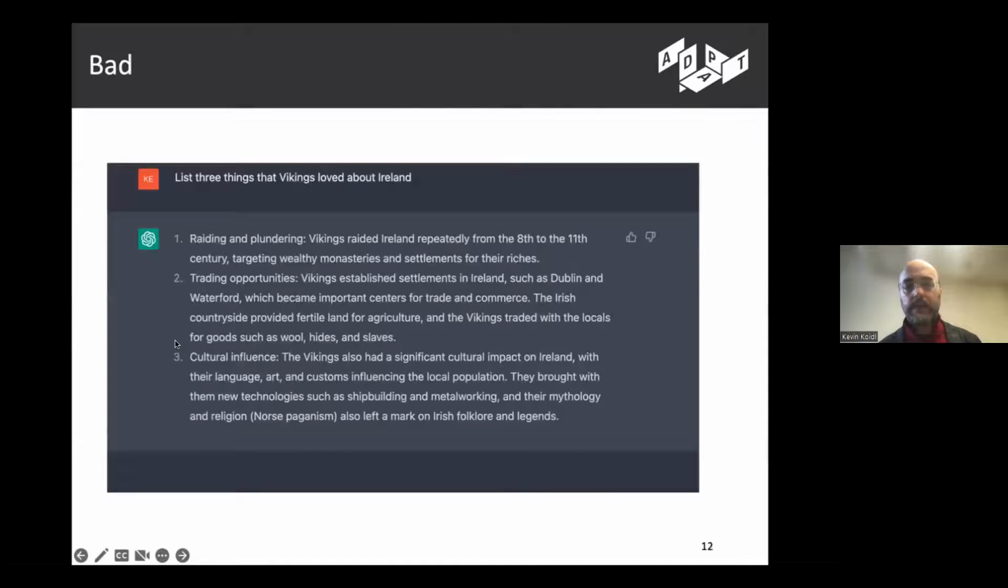Okay, let's have a look at the three things that the Vikings loved about Ireland. Obviously, that's raiding and plundering. Okay, trading opportunities, culture and references. So that doesn't really give me much. It's very high level. So it's really good at creating stories. But as soon as we come to facts, to historical facts, as soon as we try to dig a bit deeper, it just gets a little bit, I would say, boring and not really interesting. Obvious things come up, and it doesn't really go far.